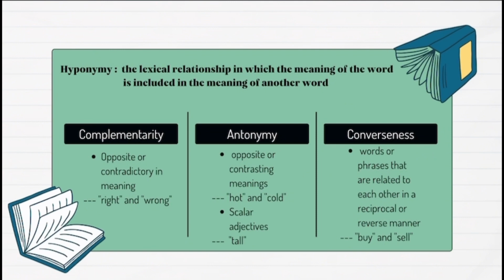Converseness is a semantic relationship between words or phrases that are related to each other in a reciprocal or reverse manner. In other words, the meaning of one word or phrase is dependent on the meaning of its converse. For example, the words buy and sell are converses because the act of buying something is the opposite of the act of selling something.